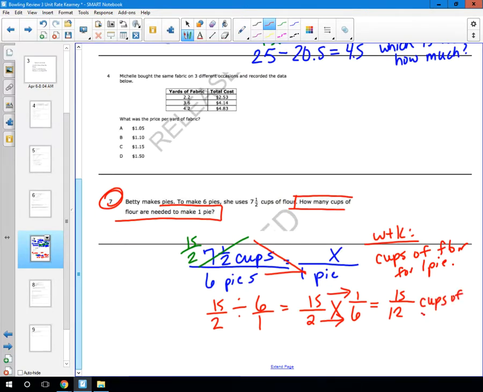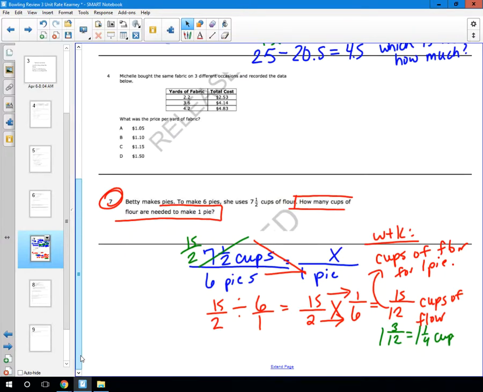of flour. And then go back to your want to know. Did we answer it? The question was how many cups of flour? And is our answer reasonable? So let's convert 15 over 12 to a mixed number just to see if it's reasonable. 12 goes into 15 one time, and you're left with 3 twelfths, so that would be 1 1/4 cups of flour. Does that make sense to have 1 1/4 cups of flour per pie? Yeah, that's pretty reasonable.